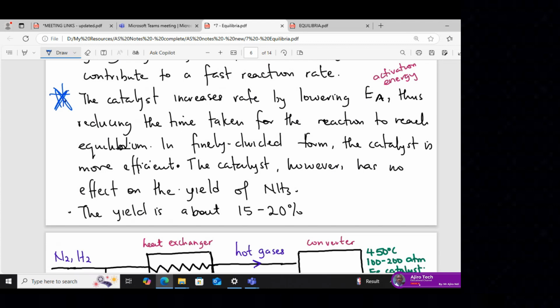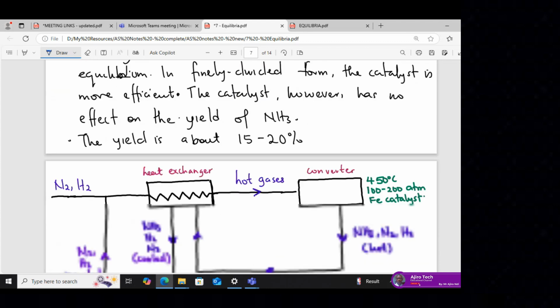Do you understand that? The yield of ammonia is determined by temperature, concentration, and pressure. Is that okay? The catalyst does not affect the yield of ammonia, or of any reversible reaction.